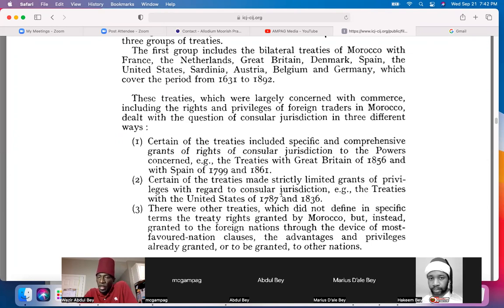Certain of the treaties made strictly limited grants of privileges with regard to consular jurisdiction. So they've been given strictly limited grants of privileges as it relates to consular jurisdiction, e.g., the treaties with the United States of 1787 and 1836. What treaty is that? Which treaties are they referring to? Somebody got to be able to answer that. The treaties with the United States of 1787 and 1836.